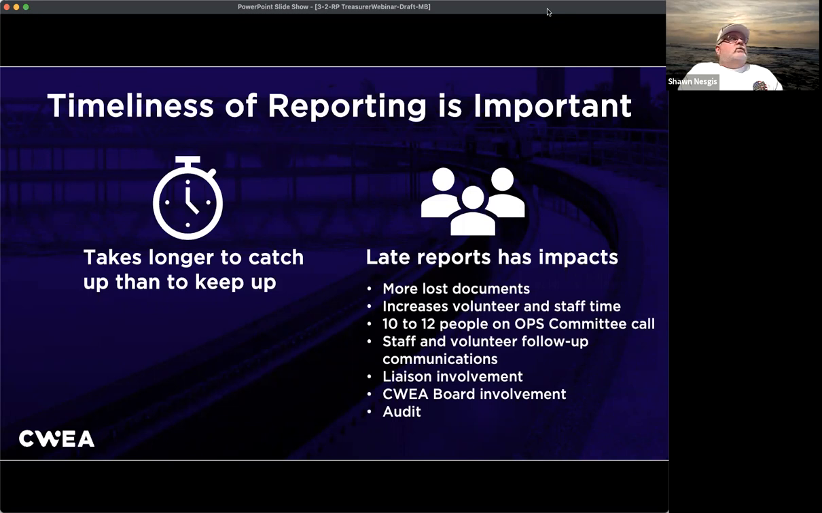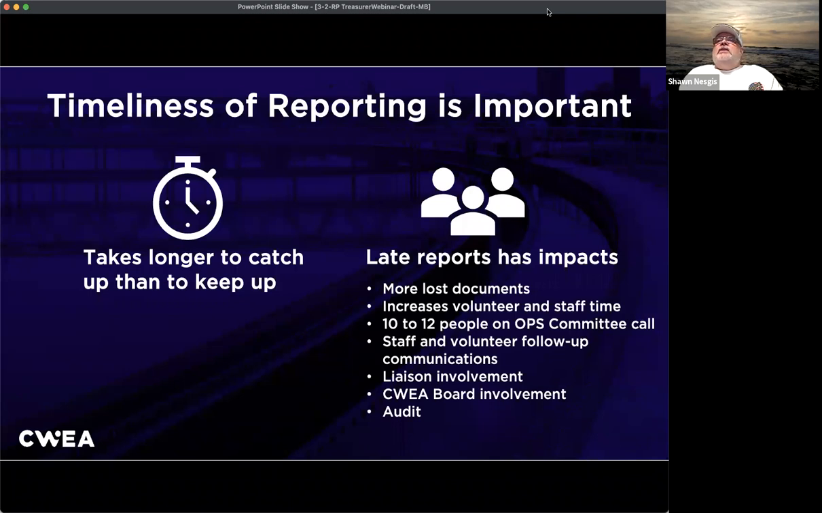The reason to keep on time is that late reports have impacts, like lost documents. You have your event, you set the documents aside, you say, I'll take care of that next week. Time goes by, they get lost, they get misplaced. It also increases volunteer and staff time. Things change with the volunteers as well as staff.